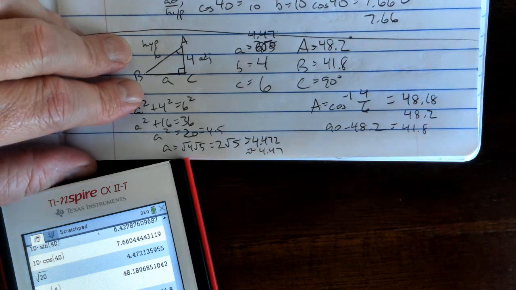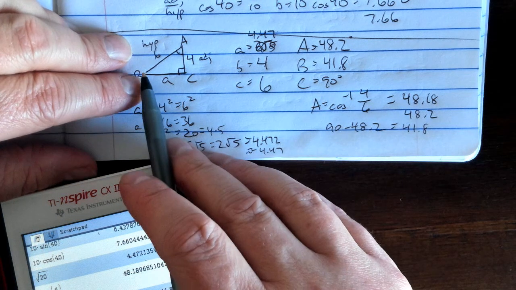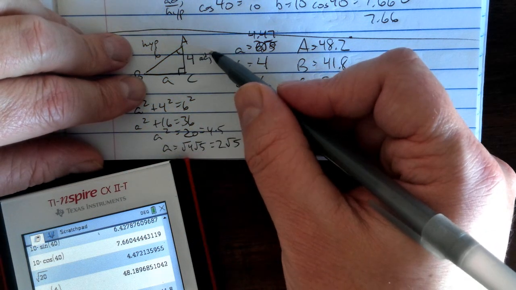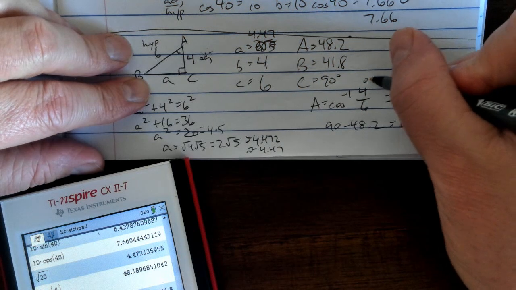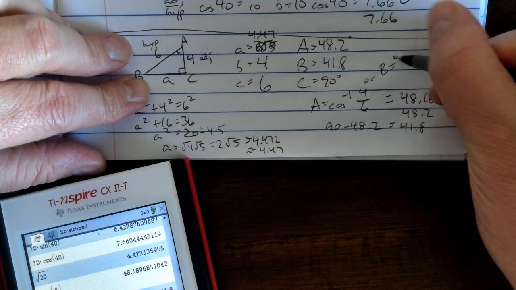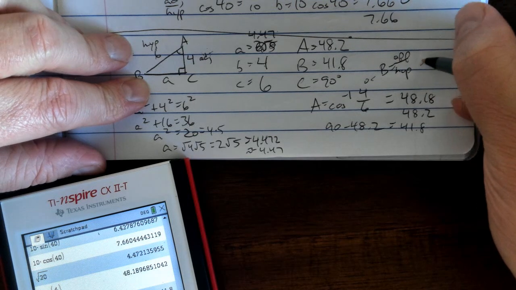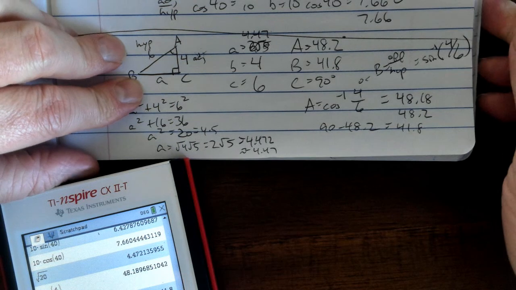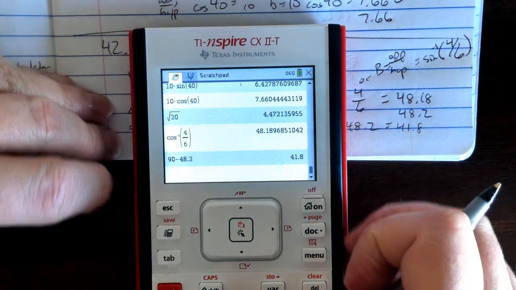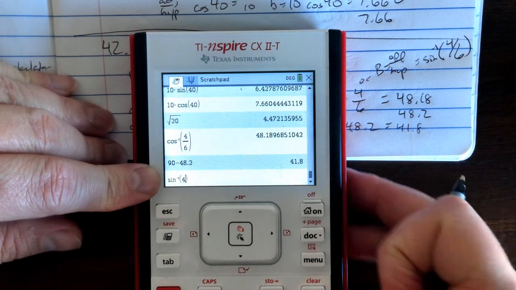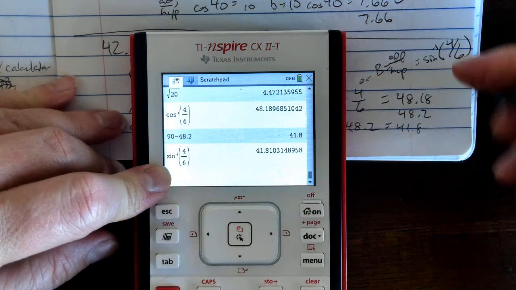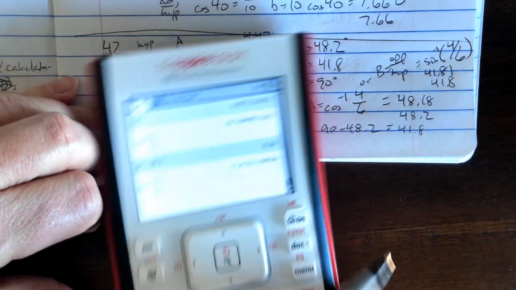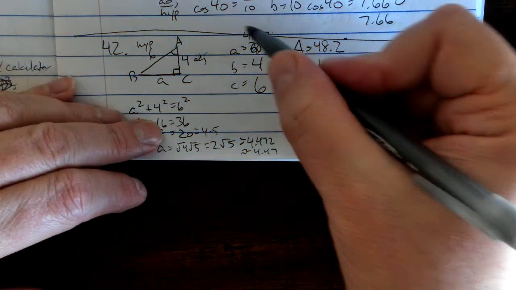If we did it the other way, and you use B as your reference angle, where I put adjacent would actually have to be crossed out and put opposite. And so this would have to be sine inverse 4 over 6. Sine inverse 4 over 6. Again, we get 41.81, so 41.8. So those are your answers.